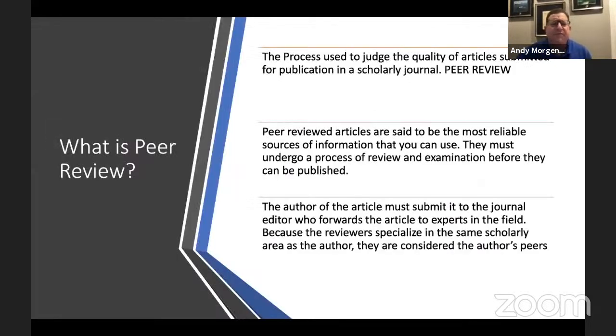So a peer review, what is peer review? Peer review is a process used to judge the quality of articles submitted for publication in a scholarly journal. Peer-reviewed articles are said to be the most reliable sources of information that you can use. They must undergo a process of review and examination before they can be published. The author of the article must submit to the journal editor, who forwards the article to experts in the field. Because the reviewers specialize in the same scholarly areas as the author, they are considered the author's peers.